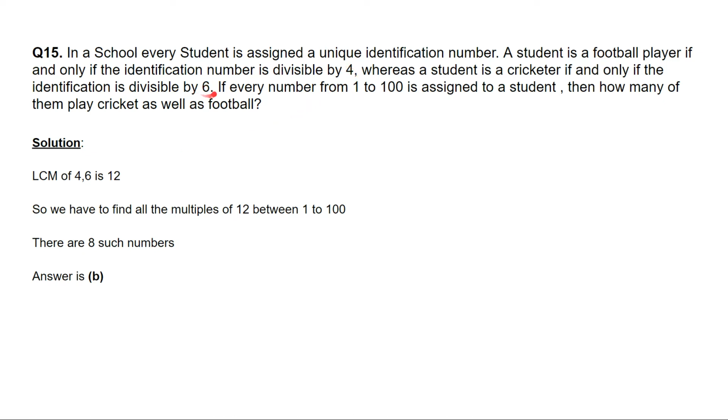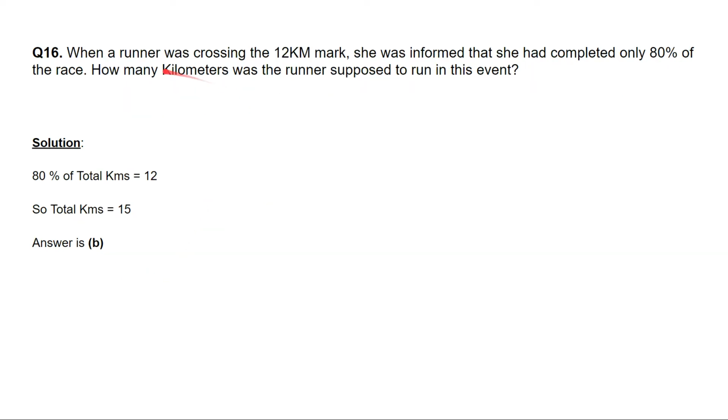So the best way to do it is to find the LCM of 4 and 6, because numbers divisible by 4 are for the students who play football, and numbers divisible by 6 are the students who play cricket. So we can see 12 is the common multiple for 4 and 6. So we have to find all the multiples of 12 between 1 and 100. There are a total of 8 such multiples of 12 between 1 and 100. So the answer is going to be B here, that is 8.